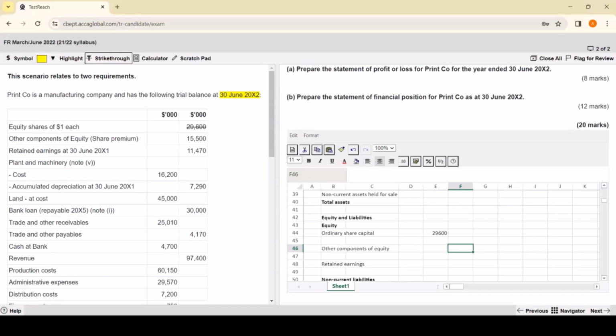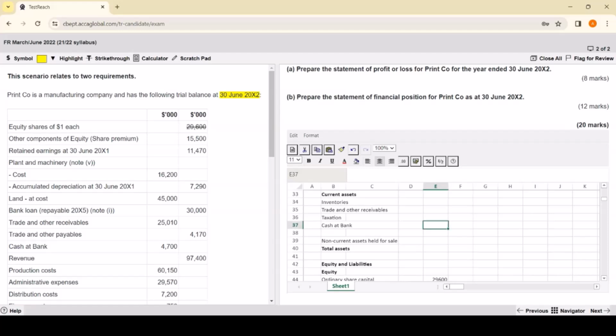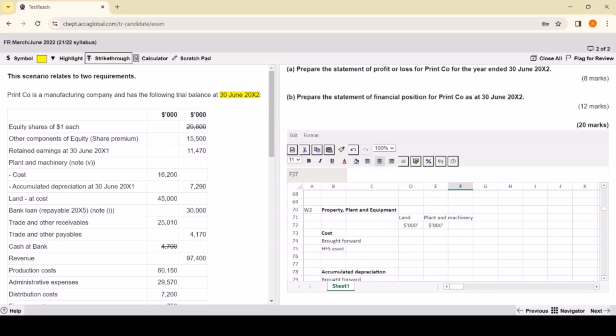Another example can be of other components of equity, opening balance of retained earnings, and this is something which is being placed in the format directly. We have cash at bank also, something which we can place directly from the trial balance, 4700. So there are balances that you can pick up and place in the format directly. However, there are some balances that you need to pick up and place in the workings. Like if I talk about the property, plant and equipment figure over here, then we have the brought forward value of the land, which is 45,000, and plant and machinery at cost, which is 16,200.